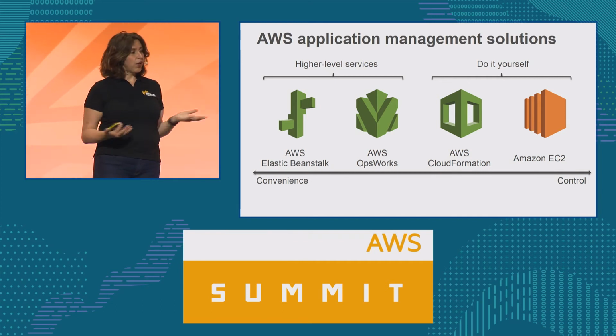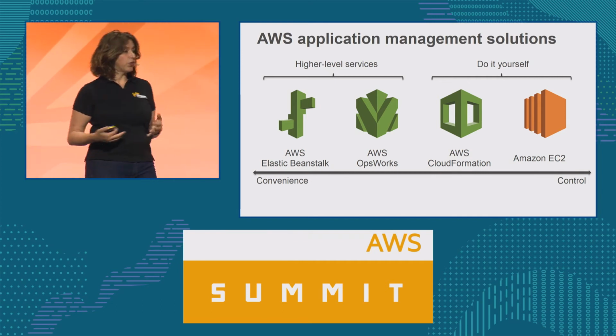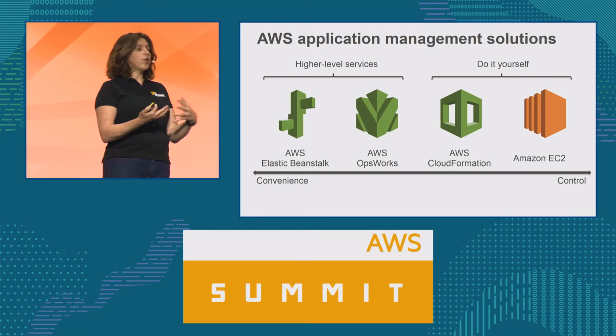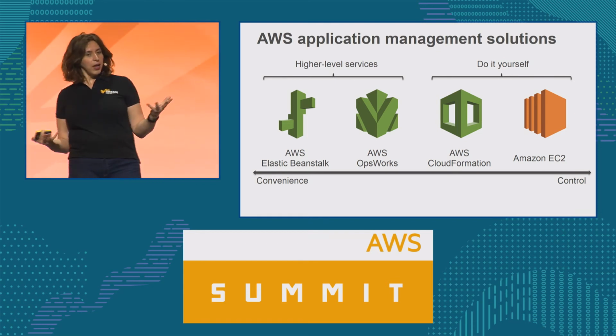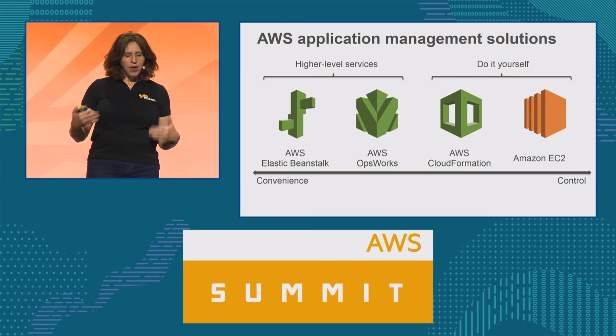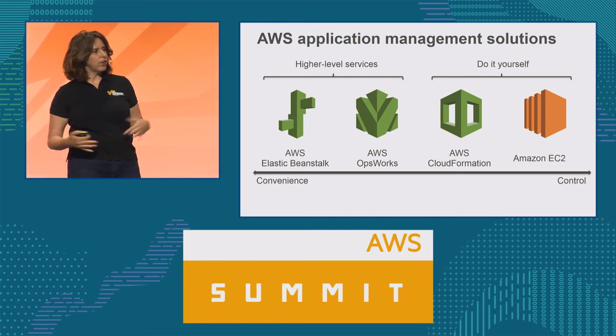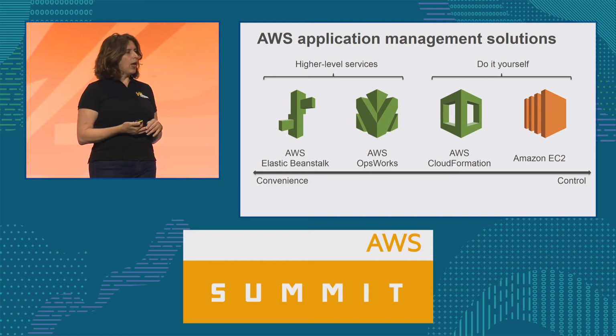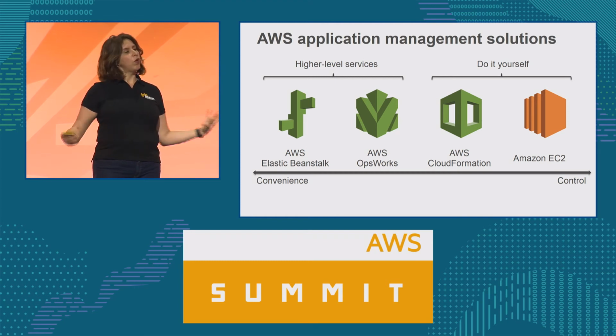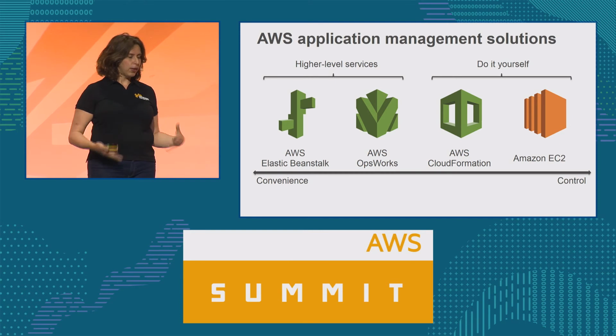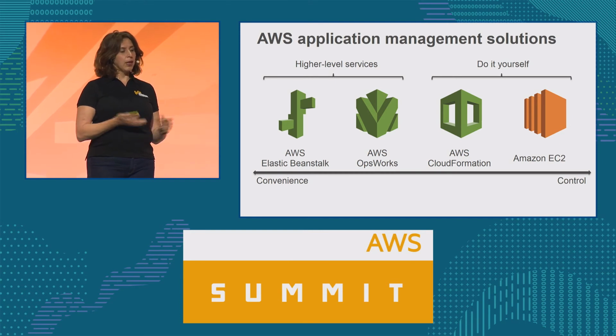OpsWorks is a managed Chef server and a Chef configuration. So you can use your Chef scripts that you've already built or would like to build to manage the lifecycle of your application and the layers of that configuration. And the Chef server is run and managed by us as part of AWS OpsWorks. So it saves you all of that management overhead of that piece of middleware.